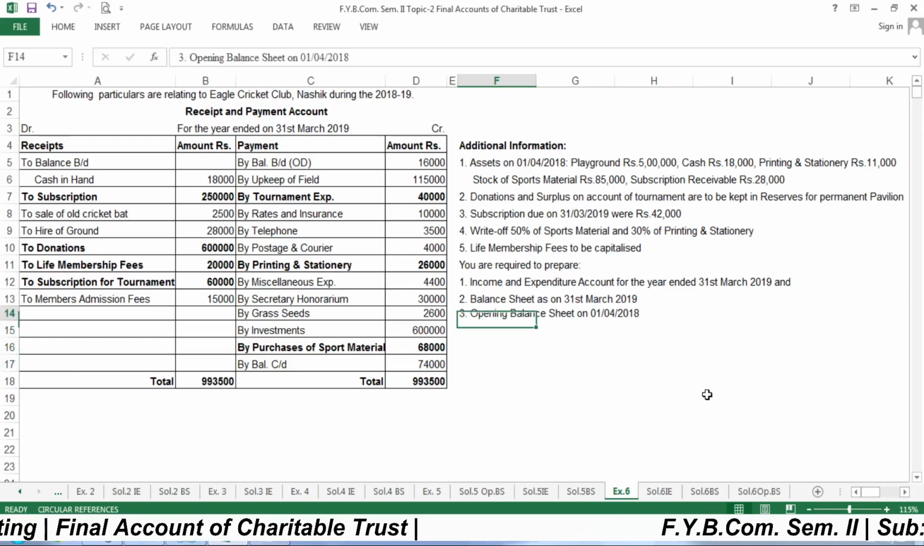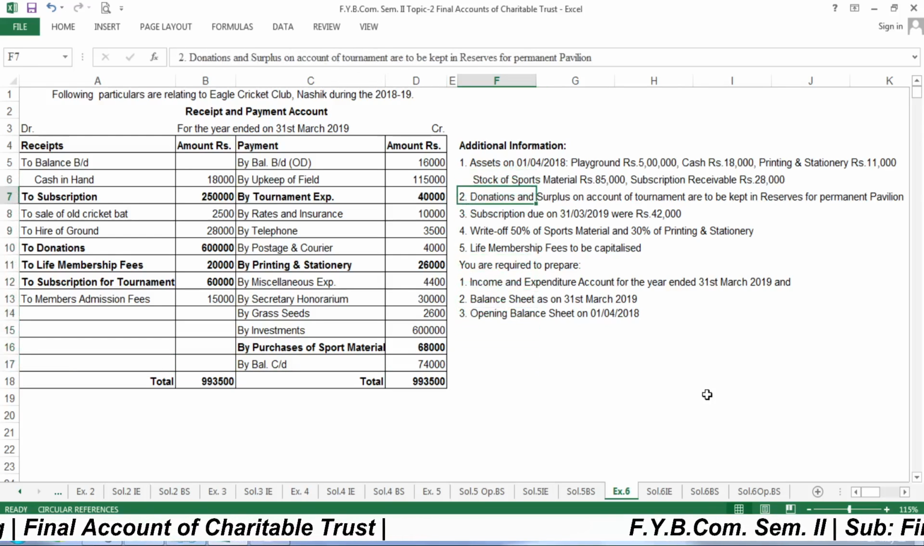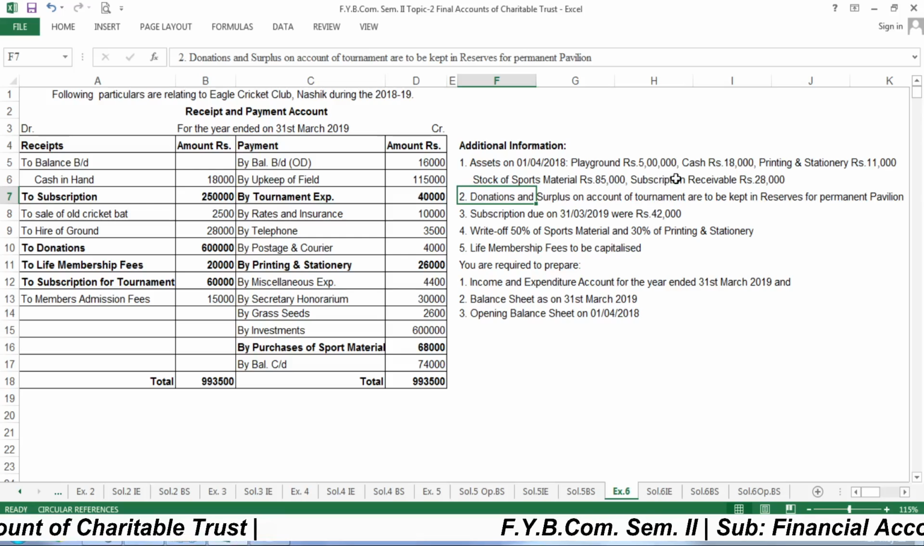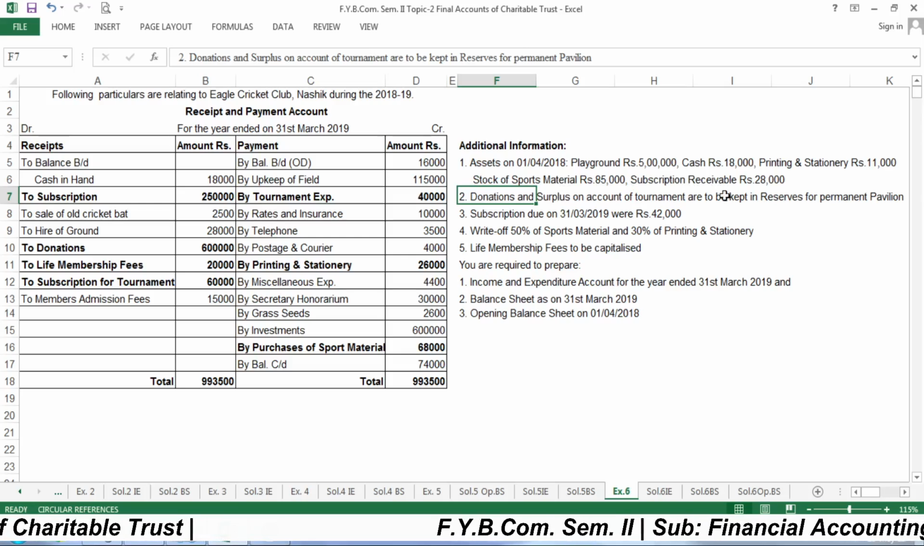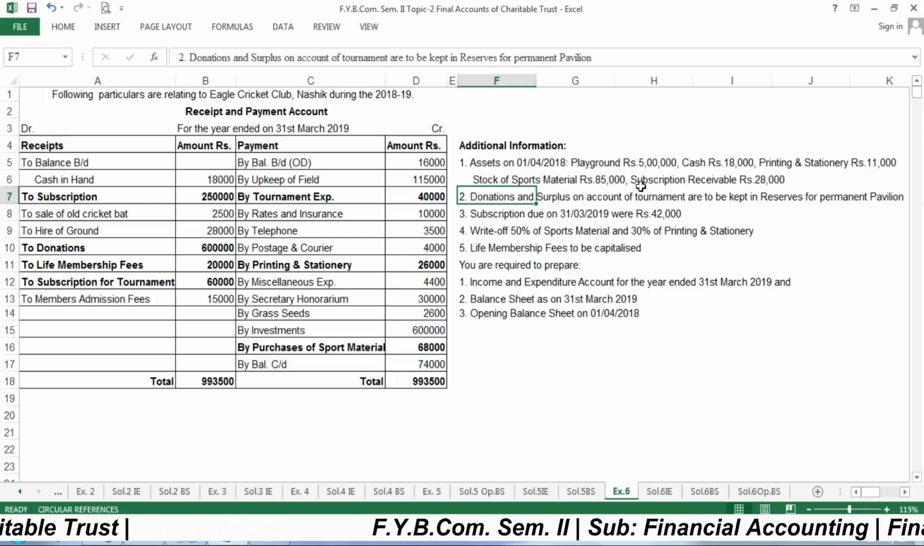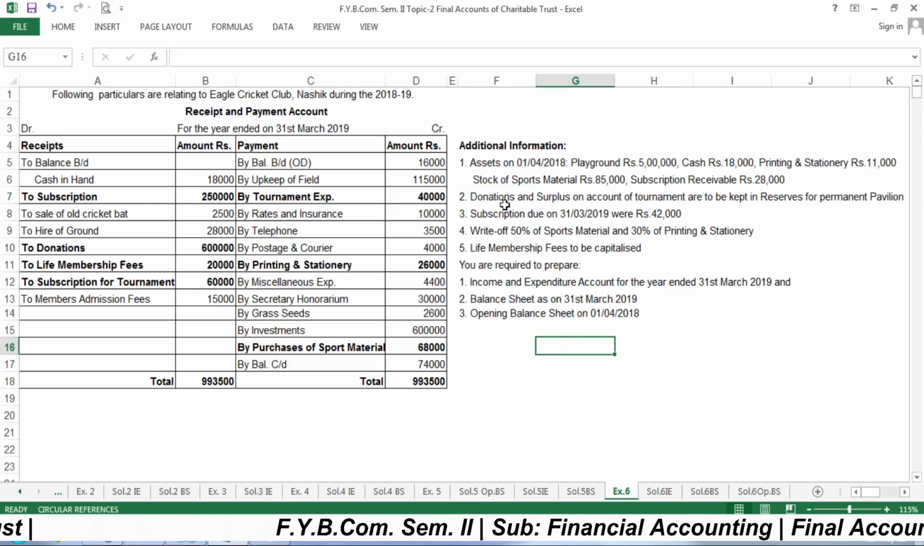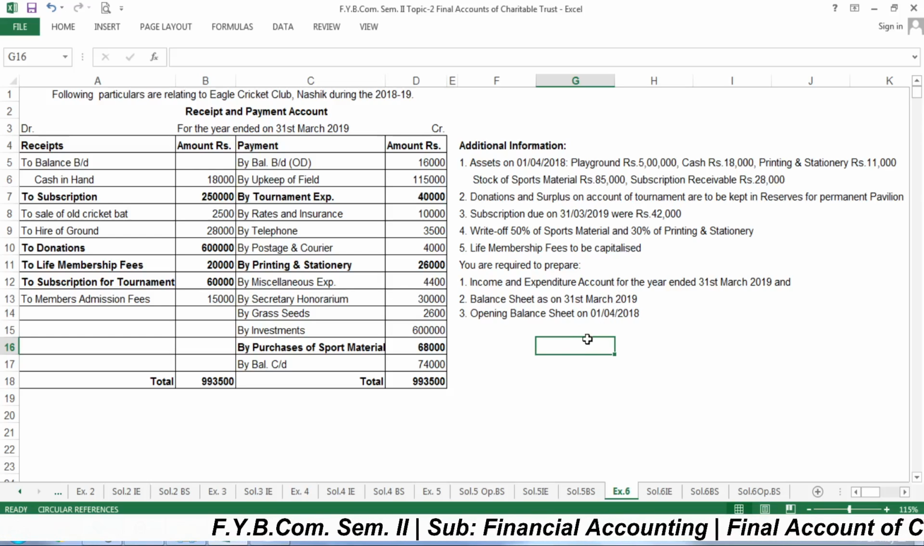Now we have to turn towards our adjustments, that is additional information. The first adjustment is of assets, given on the first day of 2018. That is playground 5 lakh, which is reflected in the opening balance sheet, cash, printing and stationery, sports material and subscription receivable, that is 28,000. Everything is mentioned in the opening balance sheet, but we have to consider this 28,000, which is not current year income, and we will receive a subscription of rupees 2 lakh 5,000. Donations adjustment we have already done. Subscription due for current year is rupees 42,000.